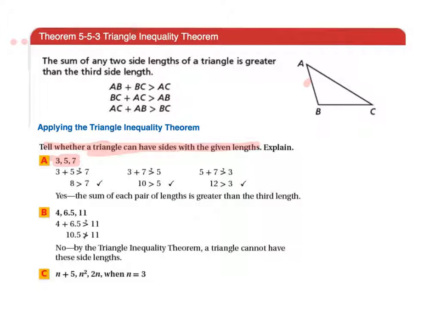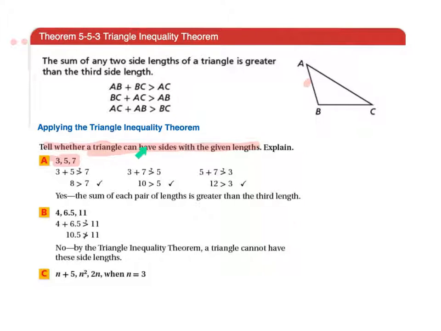So this part is called the triangle inequality theorem. Basically, we're saying if we have two sides, like AB and BC, the sum has to be greater than the third side. And it has to work for all three sides in order for this to be a triangle.